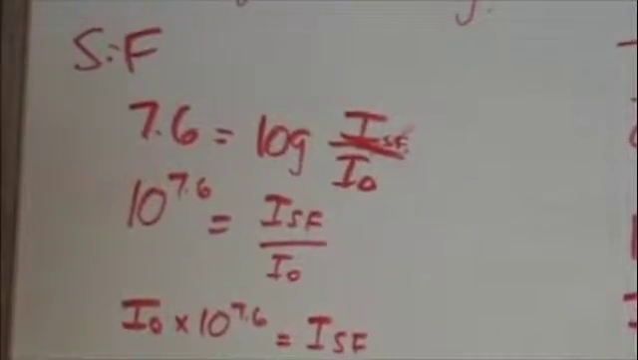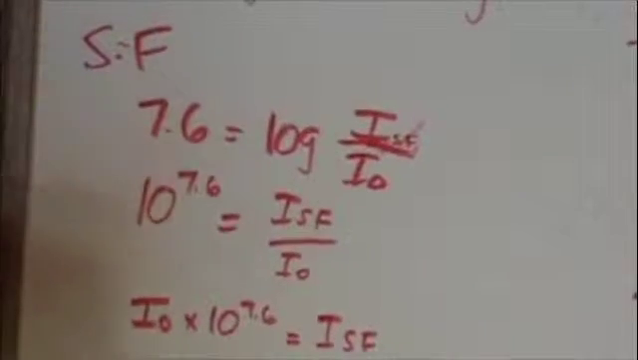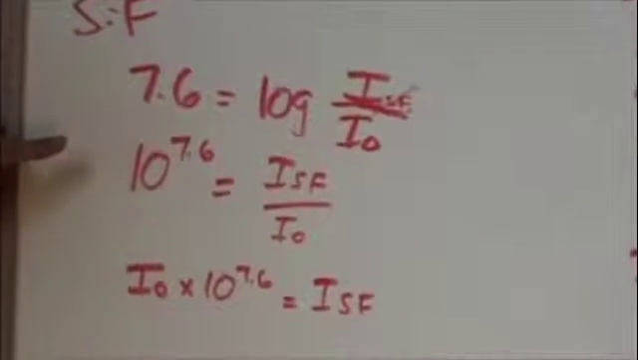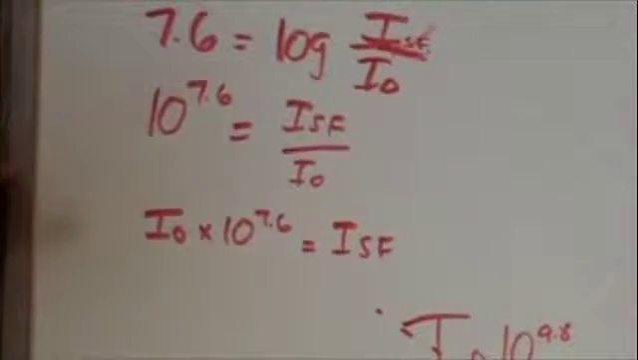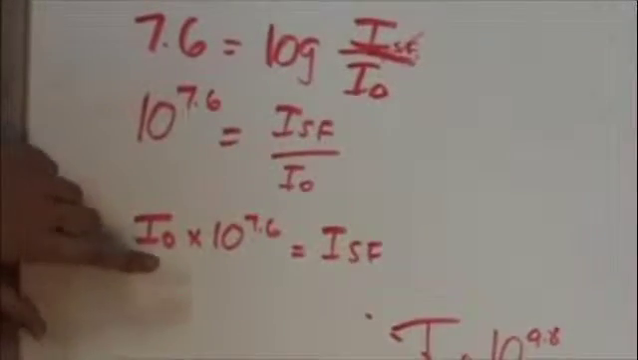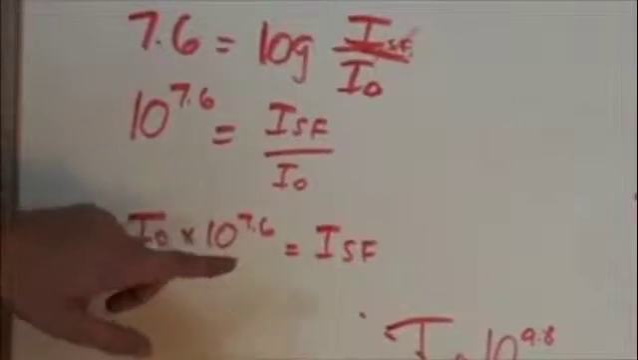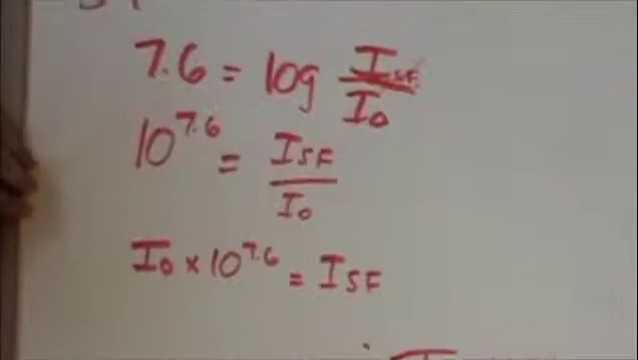So you first put it into exponential form, so you have 10 to the power of 7.6 equals the intensity of San Francisco over the intensity of the original one. Then you cross multiply the intensity of the original, so it's IO times 10 to the power of 7.6 equals the intensity of San Francisco.